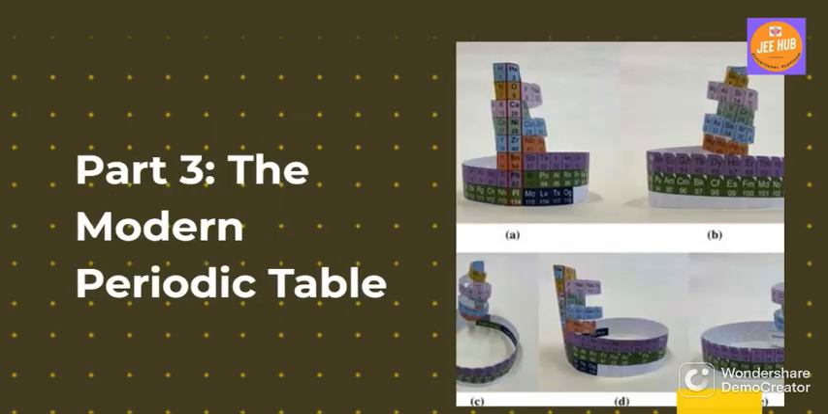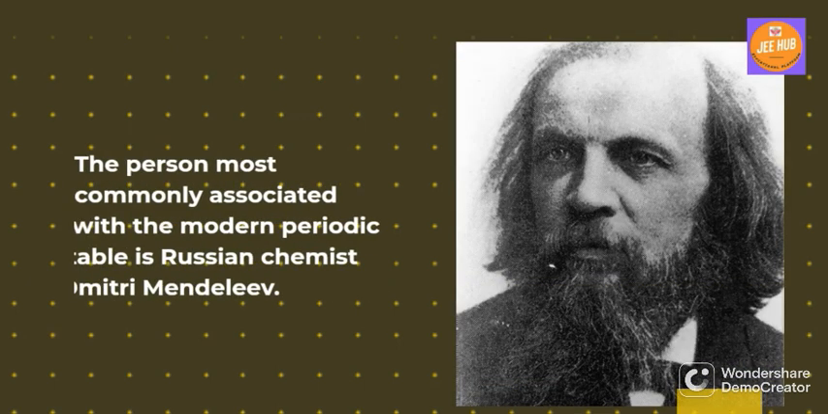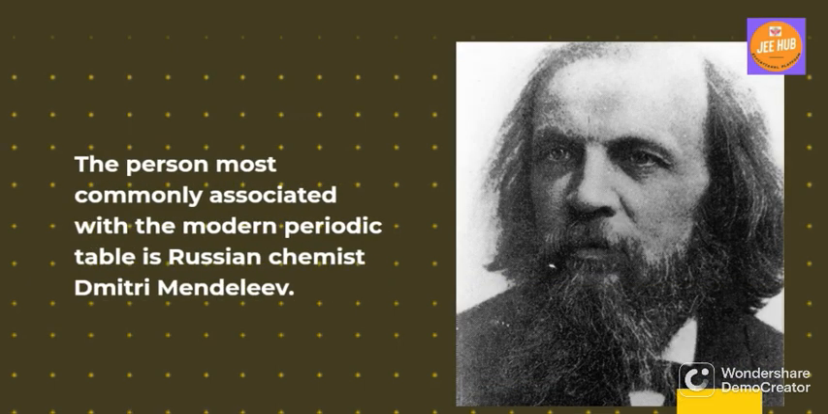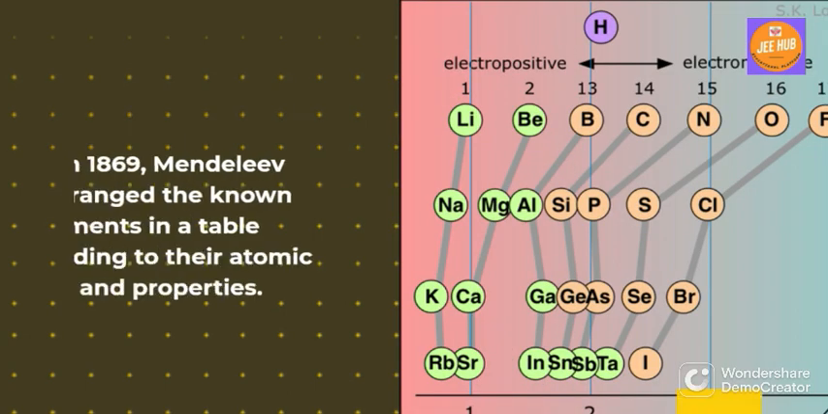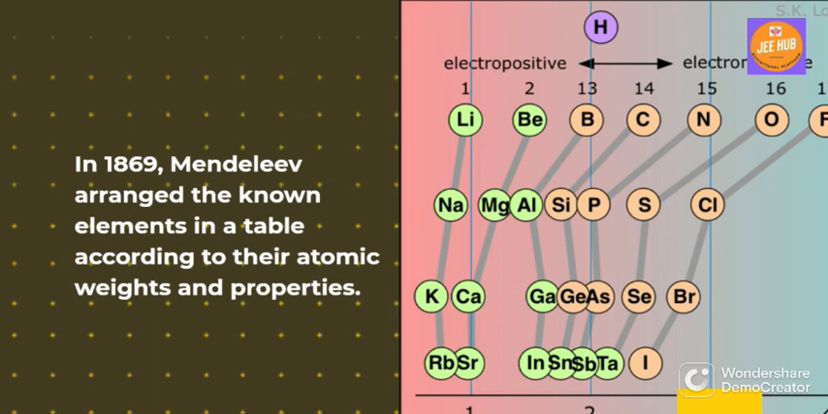Part 3: The modern periodic table. The person most commonly associated with the modern periodic table is Russian chemist Dmitry Mendeleev. In 1869, Mendeleev arranged the known elements in a table according to their atomic weights and properties.